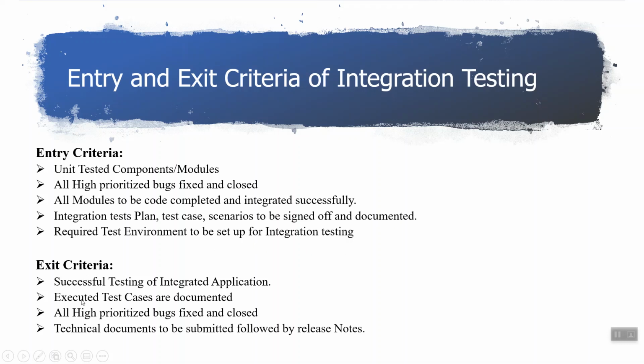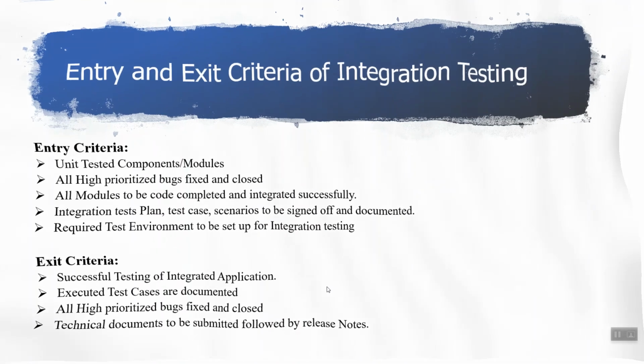For exit criteria, we check the successful testing of the integrated application. We check that executed test cases are documented, all high priority bugs are fixed and closed, and the technical document is submitted, followed by release notes. These are the four points which come under exit criteria.